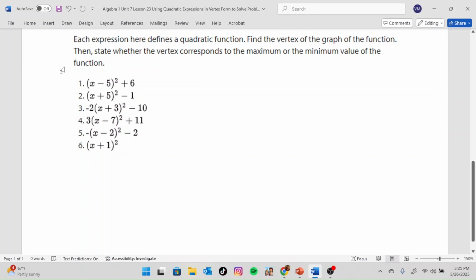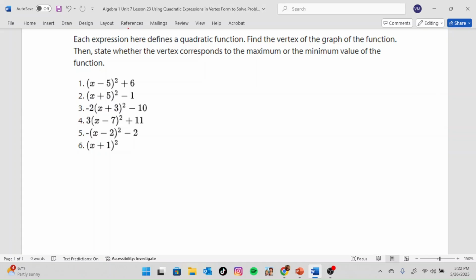Practice problem number 3 is the last practice problem in this lesson. Each expression here defines a quadratic function. Find the vertex of the graph of the function. Then state whether the vertex corresponds to the maximum or the minimum value of the function.